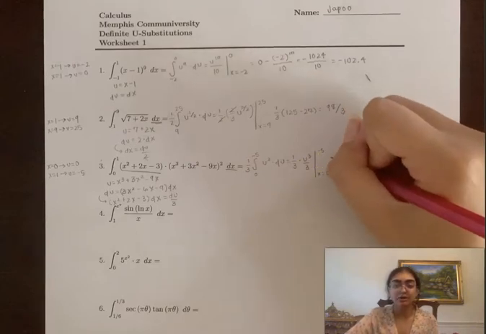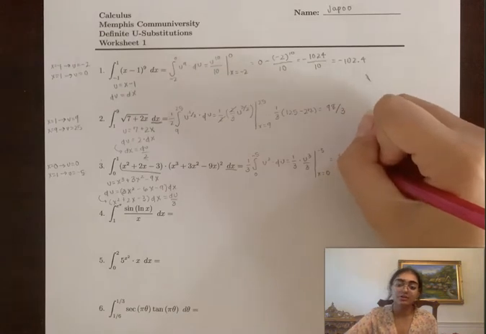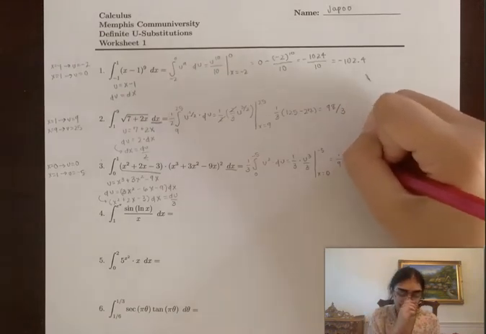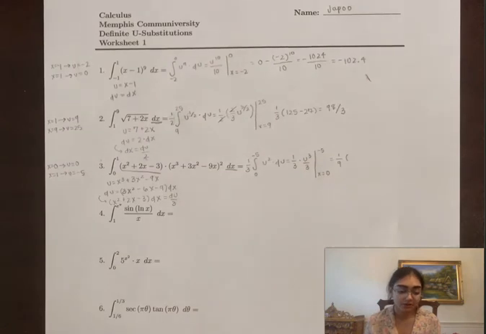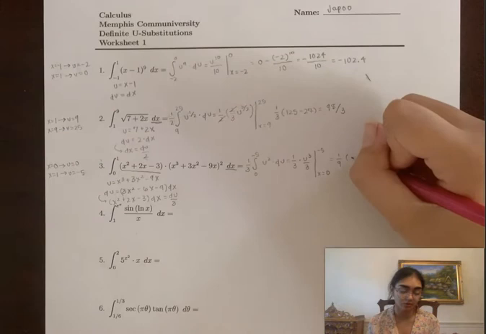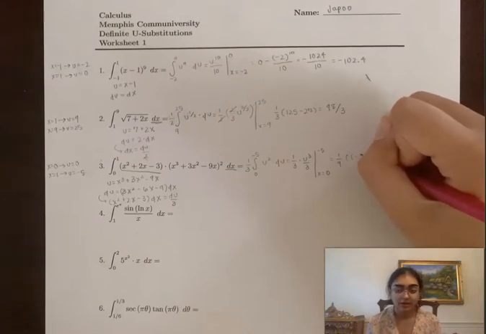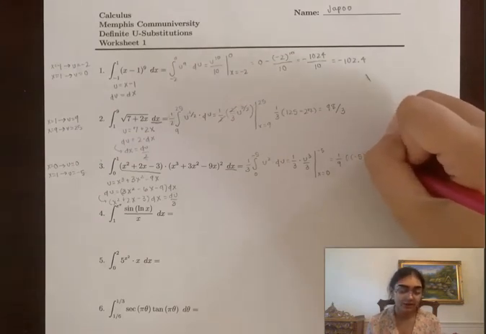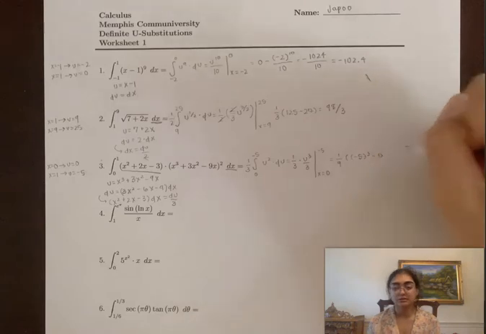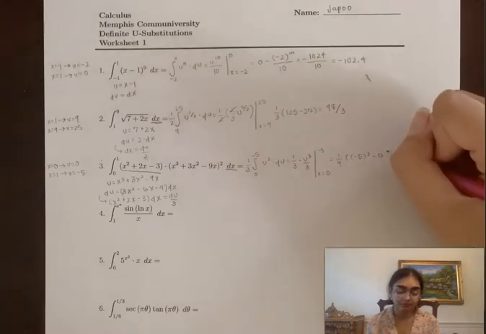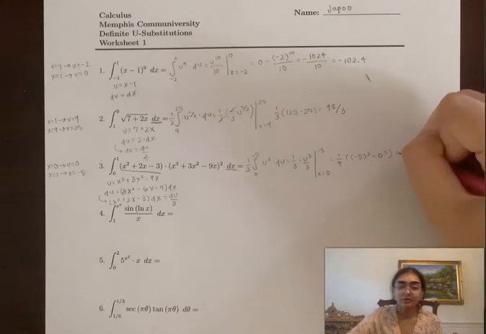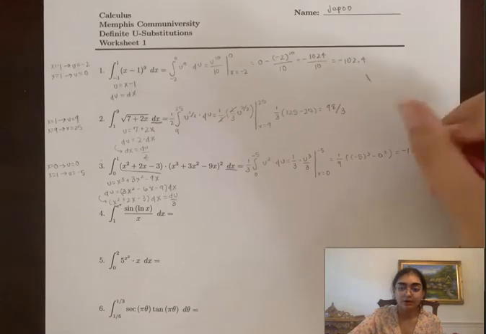And now we're going to plug our new u values into our antiderivative. And that's going to give us 1/9, because 1/3 times 1/3 is 1/9, times -5 cubed minus 0 cubed, which is going to give us a final answer of -125 over 9.